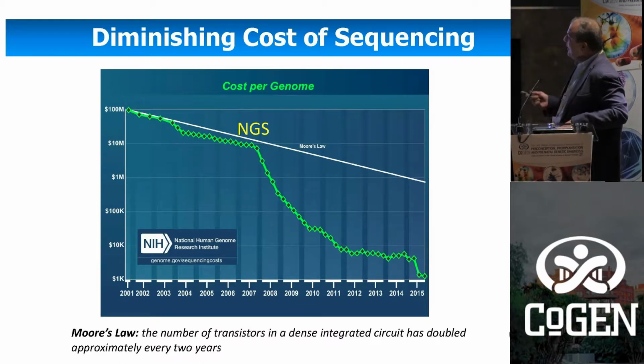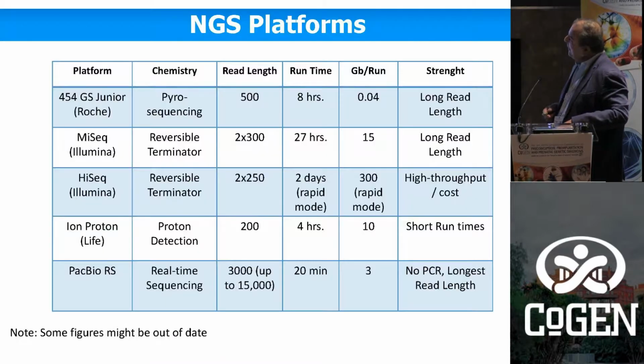Even, as you can see, very well outpacing Moore's law, and starting from the $100 million that a single genome theoretically cost at the end of the Human Genome Project, we have already breached the barrier of only $1,000 in about 16 years or so. So this is something that is available nowadays to almost every diagnostic laboratory.